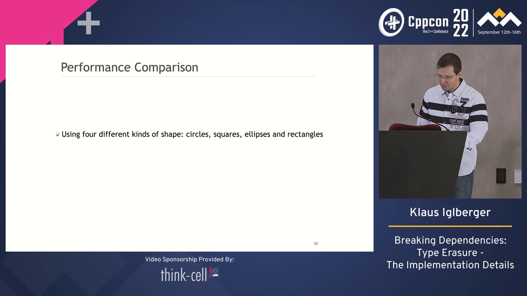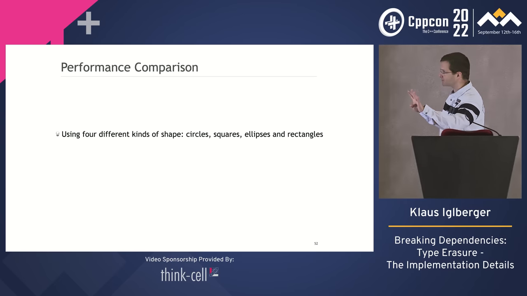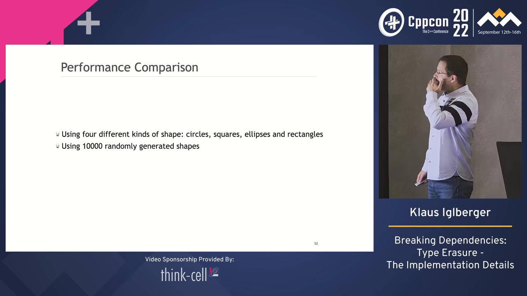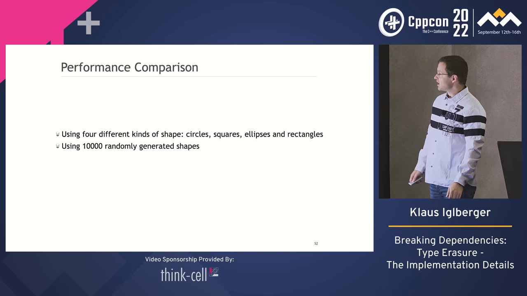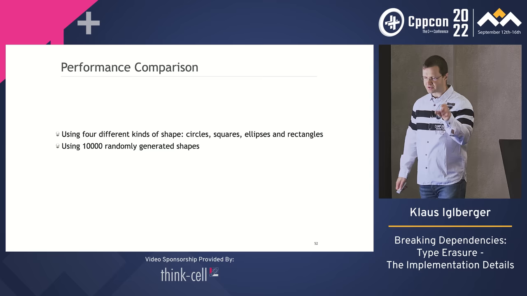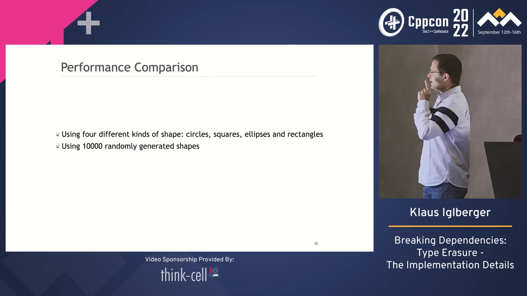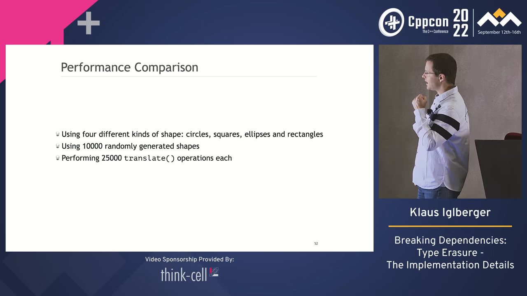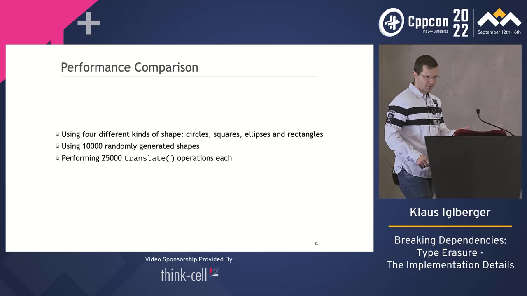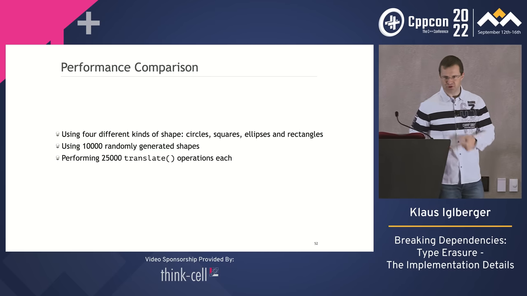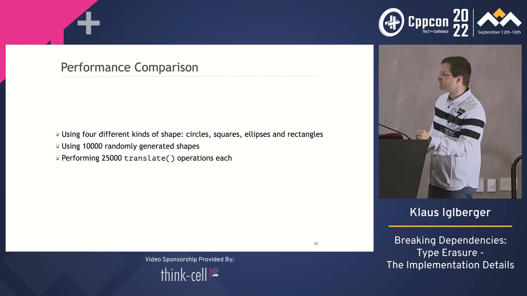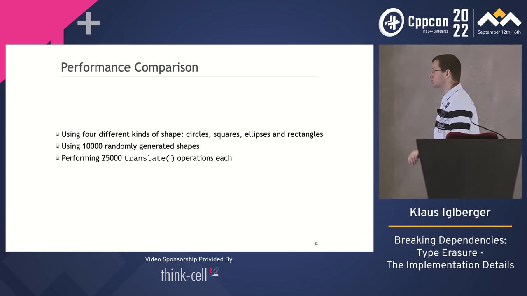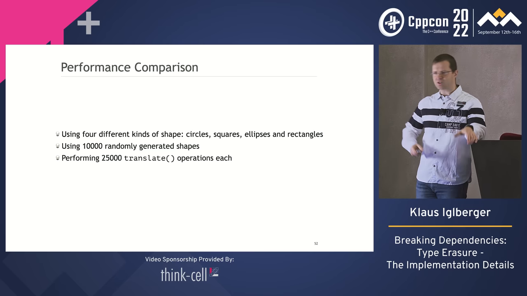I should explain a little bit what I'm doing, of course. I now use four kinds of shapes, circles, squares, ellipses, and rectangles, which I feel is a little more realistic than just two. I create randomly 10,000 shapes, so that doesn't have to be 2,500 of each, any number, and I perform 25,000 translate operations each. Translate means that I move the center point. Why do I do that? Because I want a very, very cheap operation. Super cheap, so cheap that we actually see any difference, if there would be. Any overhead created by, for instance, virtual function calls, etc. If I would have an expensive operation, this wouldn't really show.